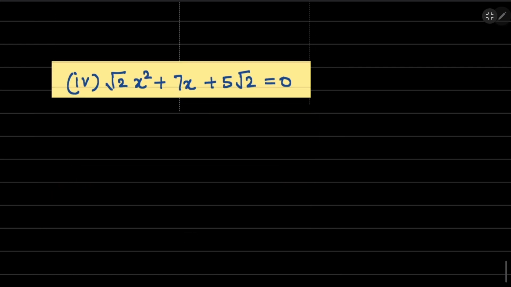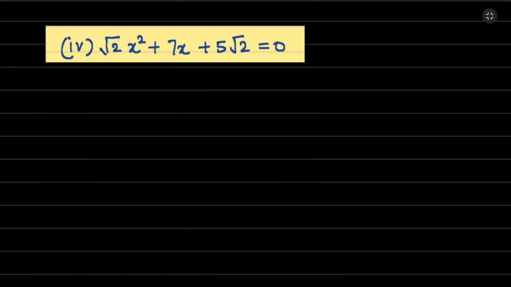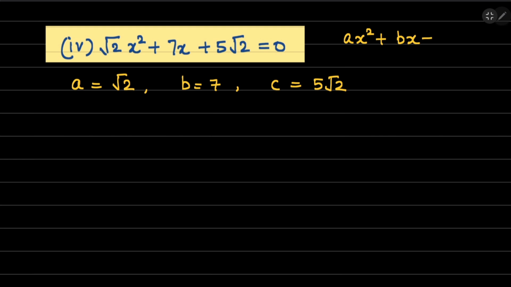The next question. Root 2 x square plus 7x plus 5 root 2 equal to 0. So what is your a, b and c? a is nothing but root 2, b is nothing but 7 and c is nothing but 5 root 2, when you're comparing this with the standard quadratic equation, that is ax square plus bx plus c equal to 0. So you are just comparing it with the standard form and you just found out the coefficients a, b, c. Now what is the sum and the product?